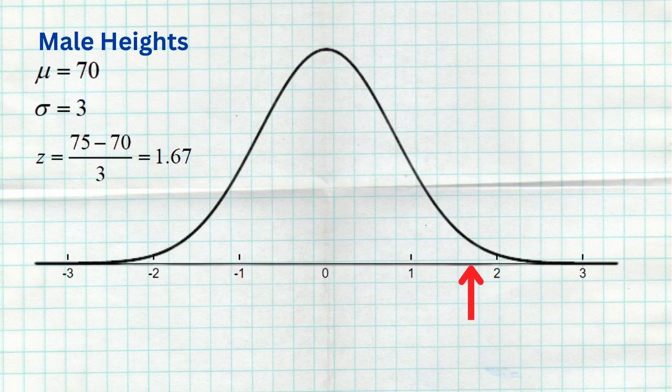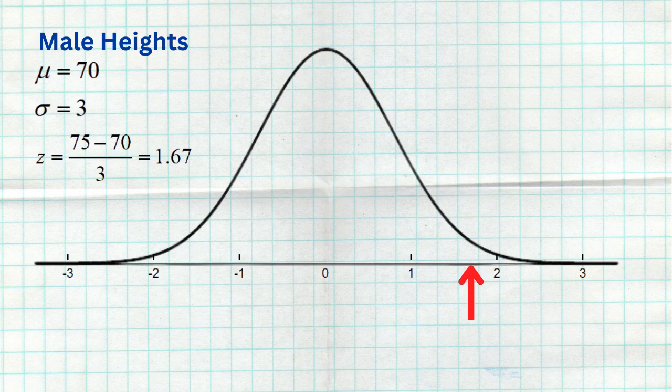For example, if you are a male who happens to be 75 inches tall, well, the mean's 70, so you're clearly going to be on the right side, but we can figure out exactly where you fit on the standard normal model by finding your z-score. So we're going to take that man who is 75 inches tall, subtract the mean of 70, divide by the standard deviation of 3, and we get a z-score of 1.67. So the red arrow indicates exactly where this man falls on the standard normal curve.